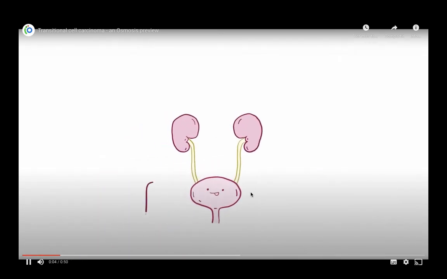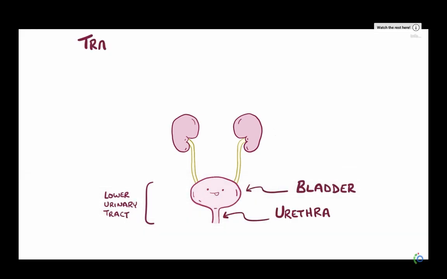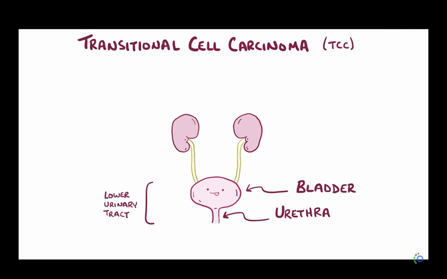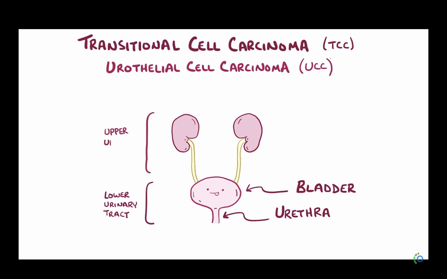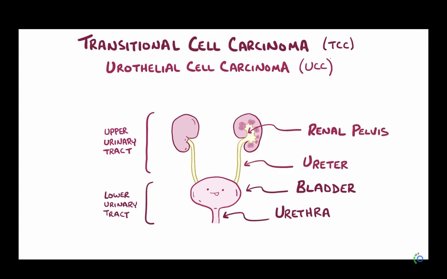The most common form of cancer in the lower urinary tract, or the bladder and the urethra, is transitional cell carcinoma, or TCC, and to be more specific, urothelial cell carcinoma, or UCC. While this cancer can affect tissues in the upper urinary tract, like the renal pelvis and the ureter, it most commonly arises in the urothelium of the bladder.